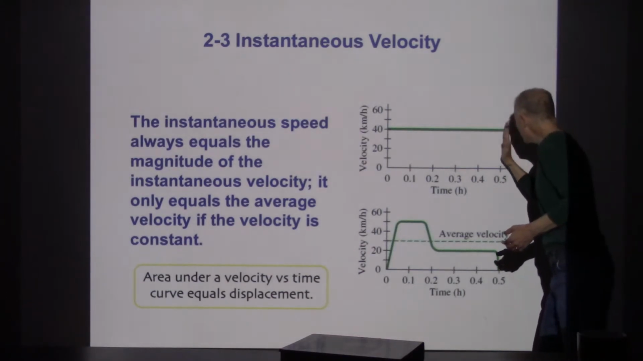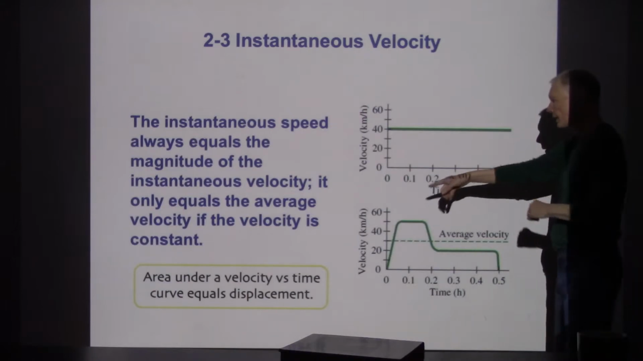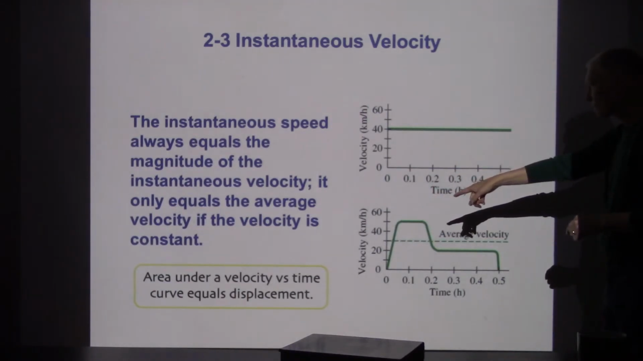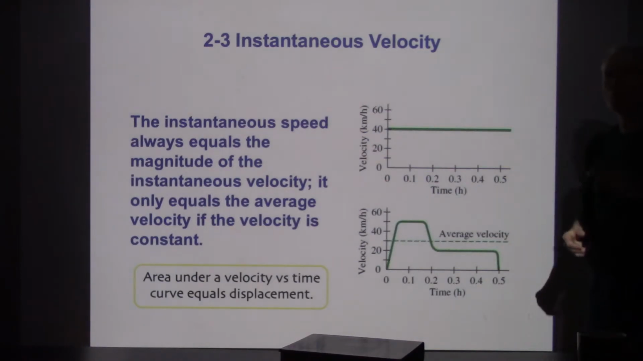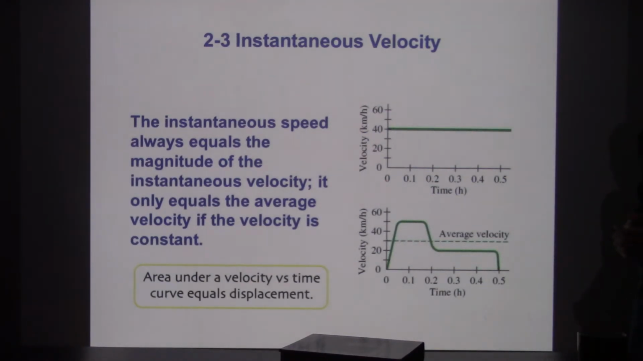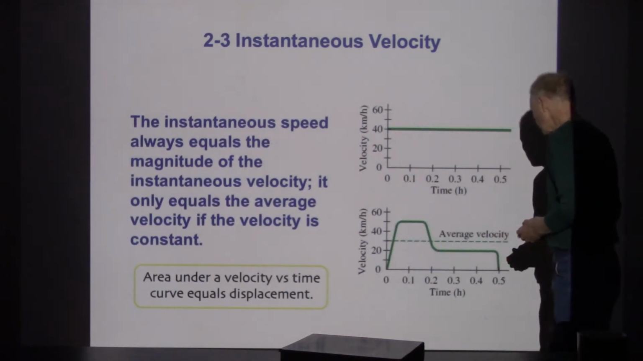And that would be the area under that graph. Now, the area under that is displacement if it's a v versus t graph. So we're going to see for all the graphs we look at, the area under the curve means something. And so that's something we want to keep track of.